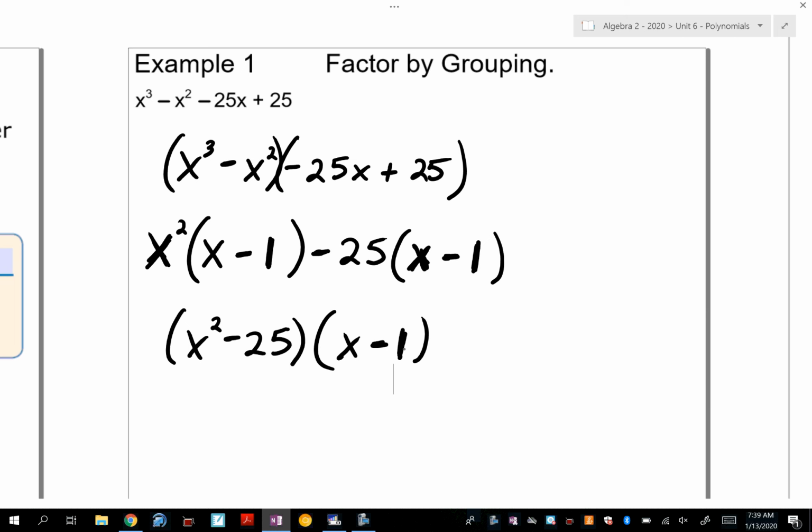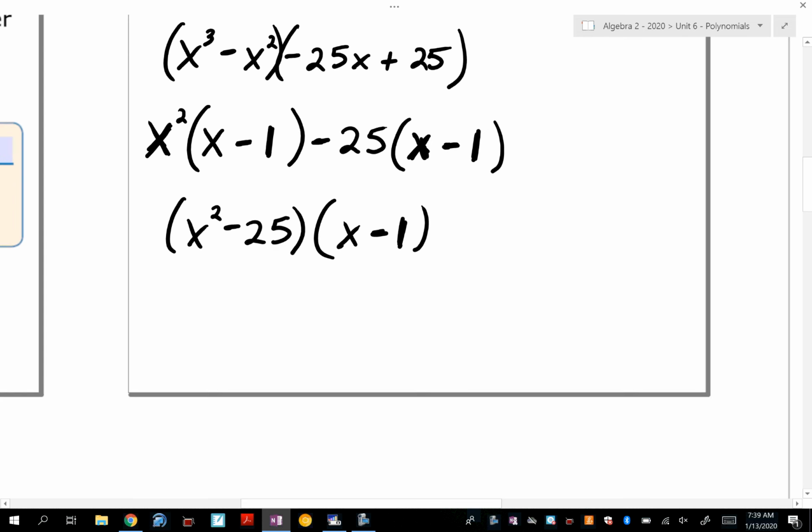That's not what I was asking. Well, this one, if I were to distribute this out, Zach, I would get the original. It's okay that they're not the same now. This is where I need them to be the same. So I brought down one of them. But do you guys see the x squared minus 25? Does anyone? Yes, it can be factored.